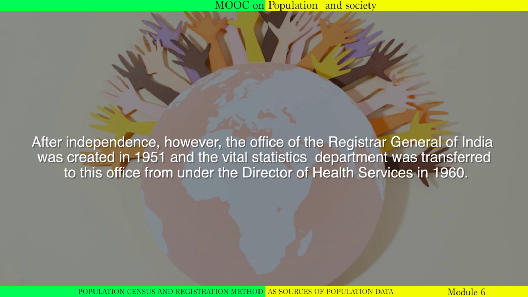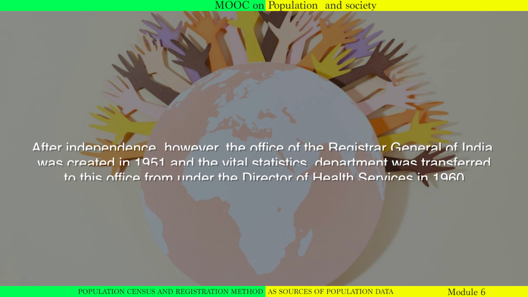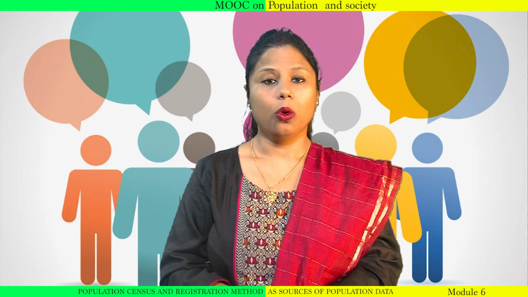After independence, however, the office of the Registrar General of India was created in 1951 and the Vital Statistics Department was transferred to this office from the Director of Health Services in 1960. Again, on deliberations and recommendations of various committees, the Registration of Birth and Death Act was enacted by Parliament to enforce uniform civil registration throughout the country.